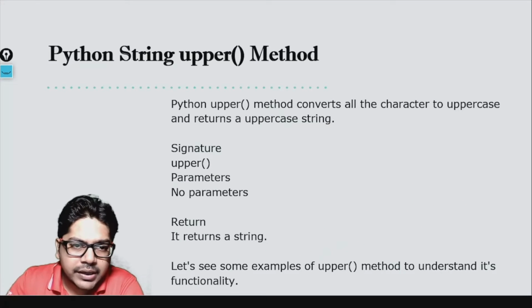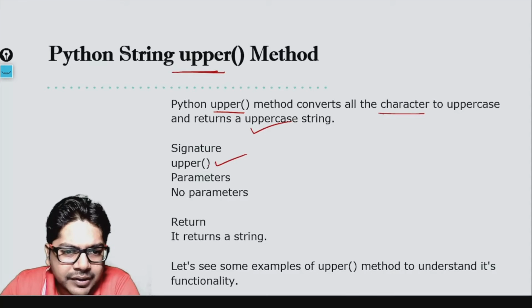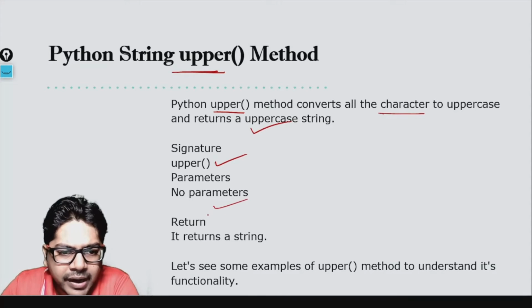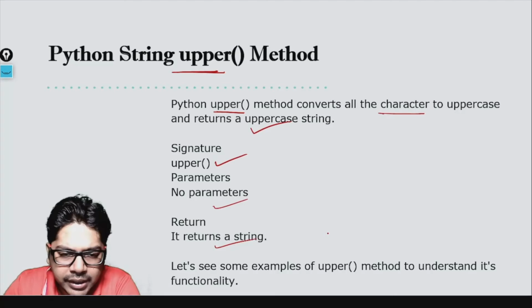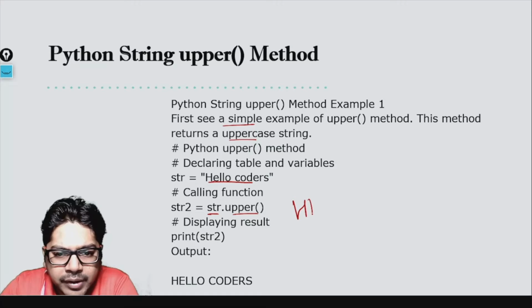Okay, so now the next function that we have is upper. The Python upper method converts all the characters to uppercase and returns an uppercase string. Very simple, this is how you use the signature: no parameter required, and it returns a string only. Let us have a look at an example of the upper method. Here we have "hello coders", and then we are writing str.upper(), so it is going to return you everything in capital letters.